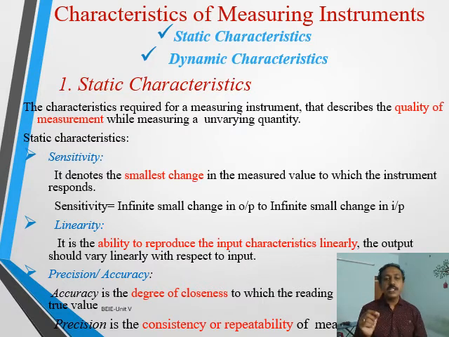Then number two, linearity. It is the ability to reproduce the input characteristics linearly. If the output varies linearly with respect to input, it is said to have linearity.